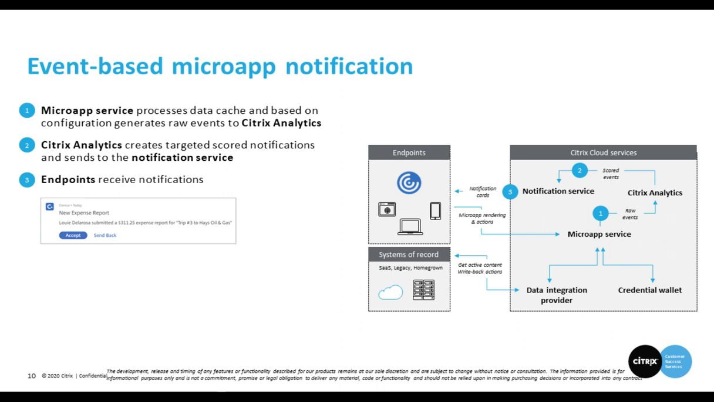So the event-based Microapp notification. How does a user basically get notified that something has changed, right? In this case, the Microapp service processes the data cache, and based on the configuration events that come through Citrix Analytics, the analytics system then will target the scored notification and send the notification event to the end user. In this case, the endpoint is going to retrieve that notification. So pretty straightforward. And you'll see the little graphic in the bottom left-hand corner will basically say that there's a new expense report, and you'll see the data that's inside of it.